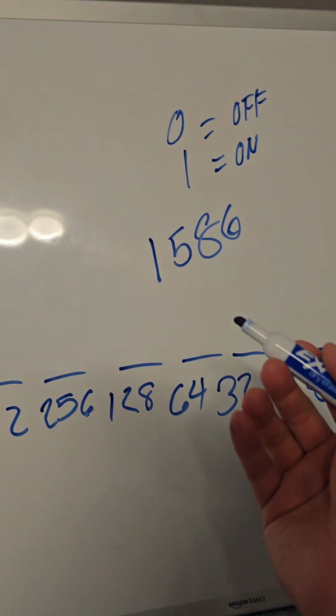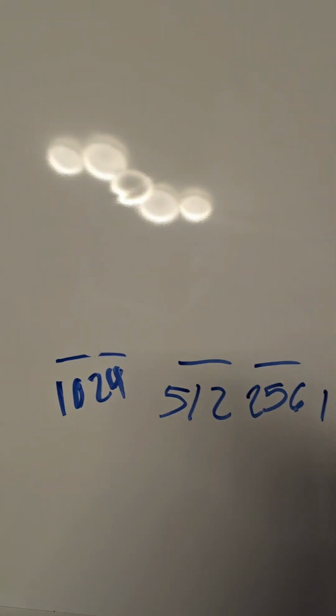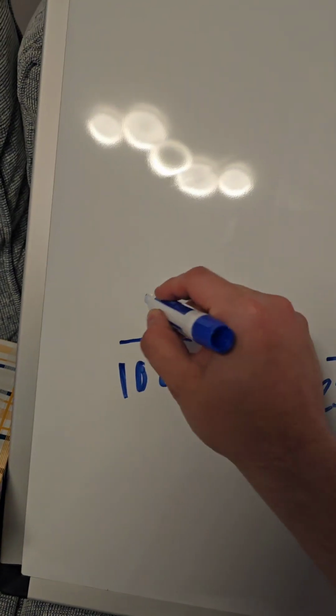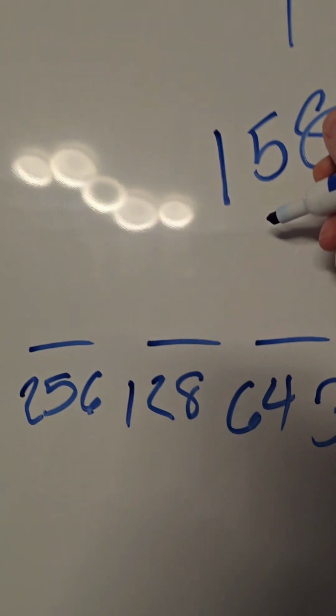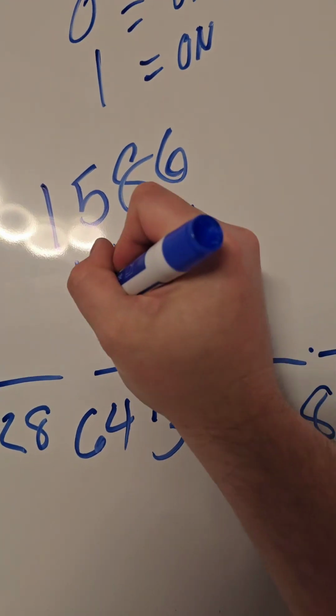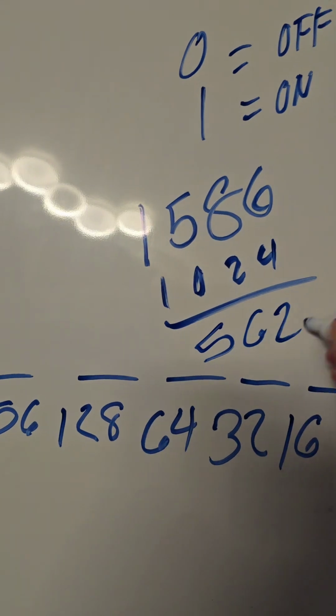Okay, so to convert 1586 to binary is simple. We'll find the largest multiple of 2 to apply to it. So this would be it, 1024. We're turning that on. When we turn that on, it's going to subtract 1024 from this, and when you subtract that, you're going to get 562.